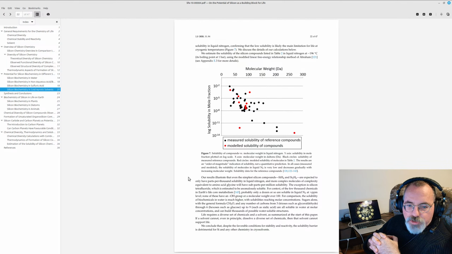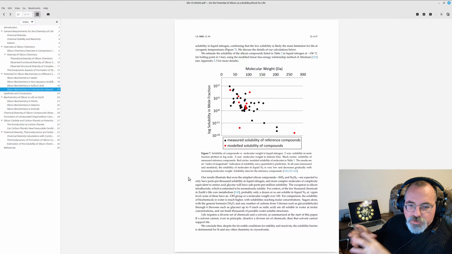Sugars alone, with the general formula CH2O, and any number of carbons from 3 trioses such as glyceraldehyde through 6 hexoses such as glucose, up to 9 such as sialic acid, are all soluble in water at molar concentrations and can build thousands of possible water-soluble structures. Life requires a diverse set of chemicals and a solvent, as summarized at the start of the paper. If a solvent cannot, even in principle, dissolve a diverse set of chemicals, then that solvent cannot support life.